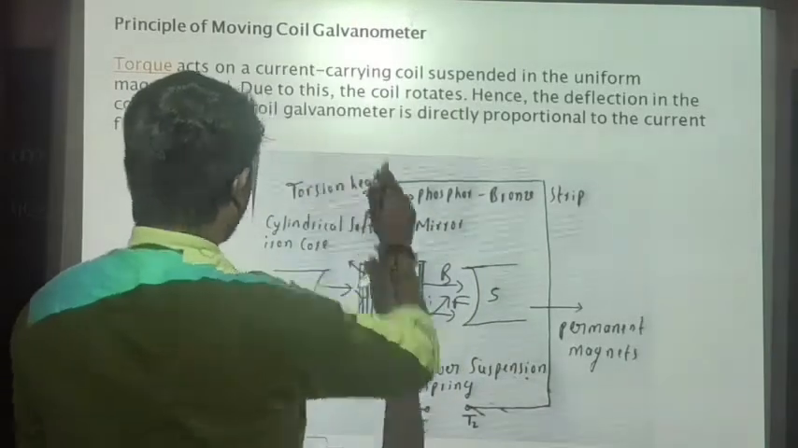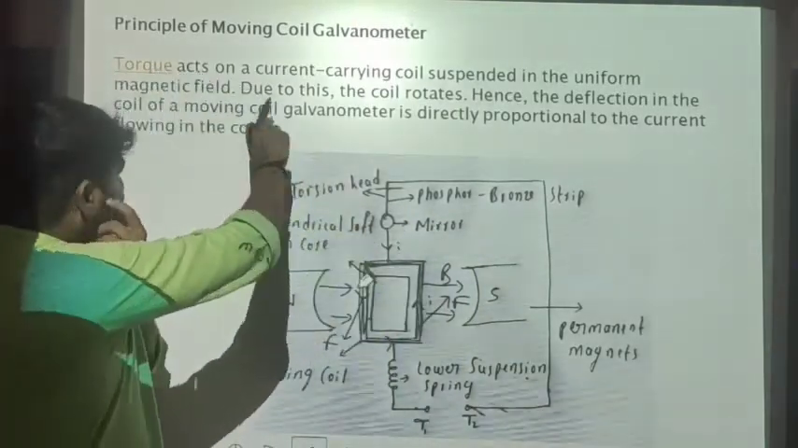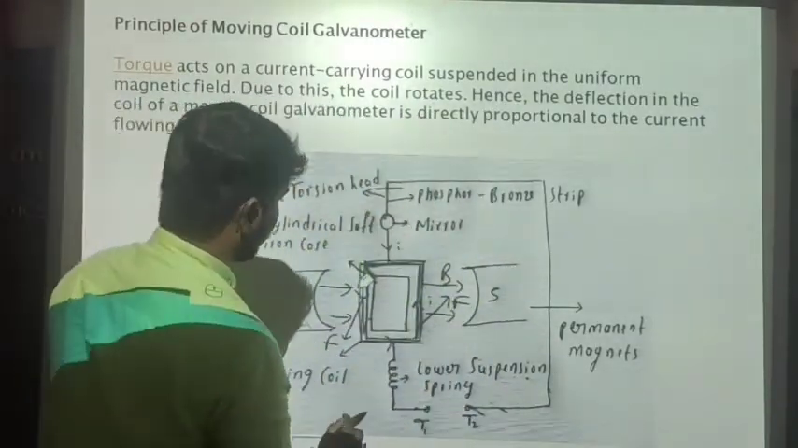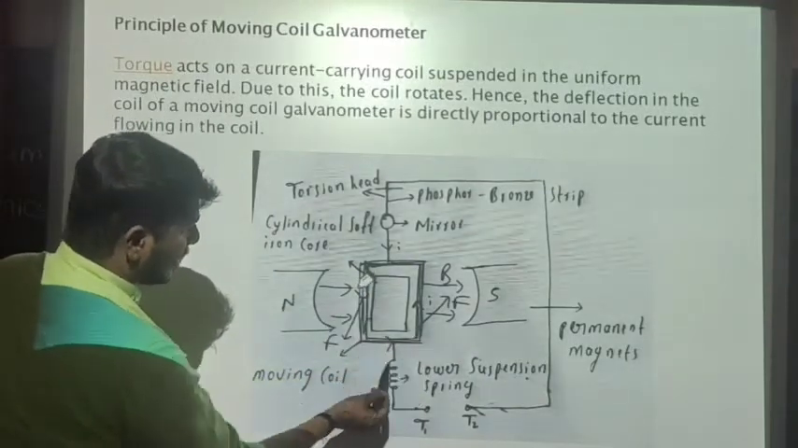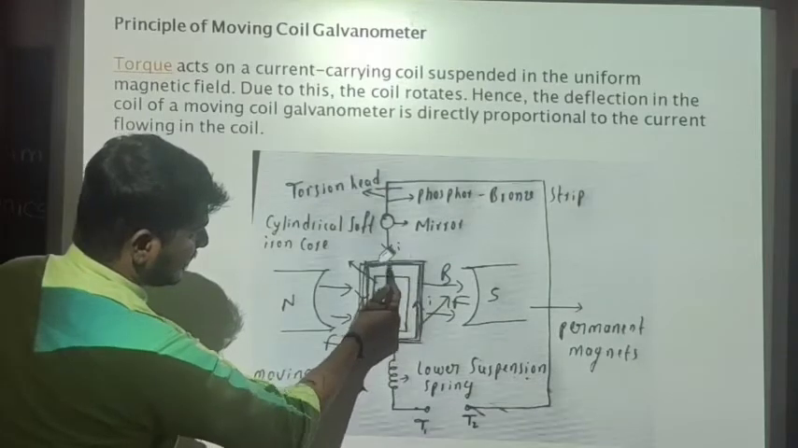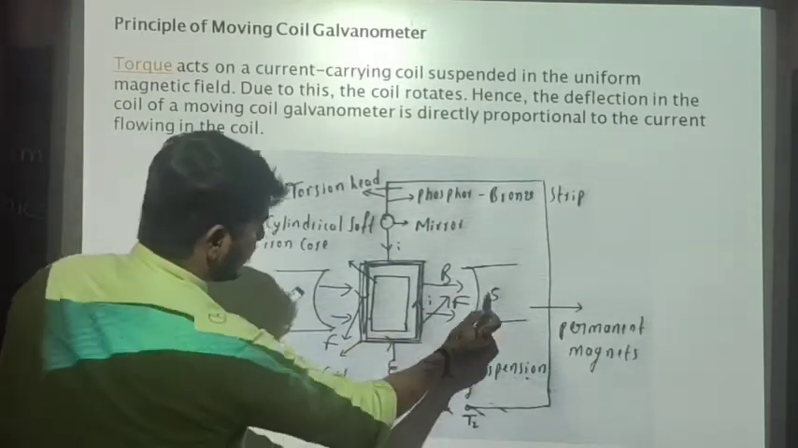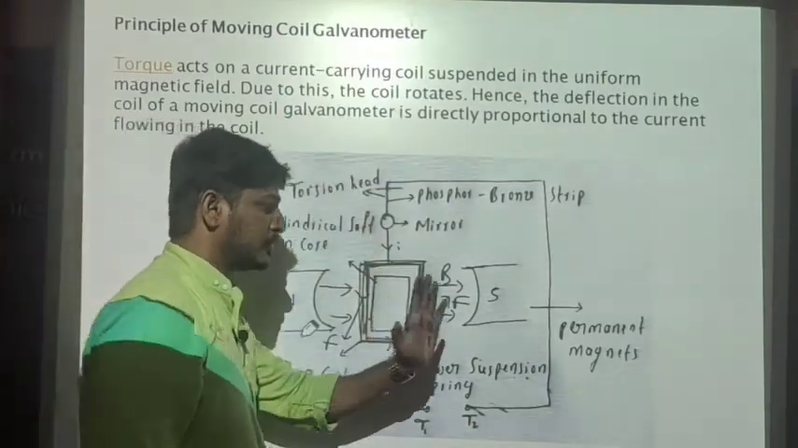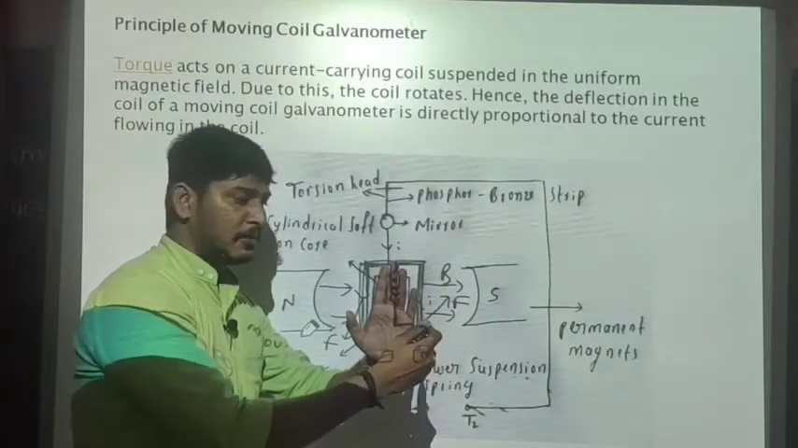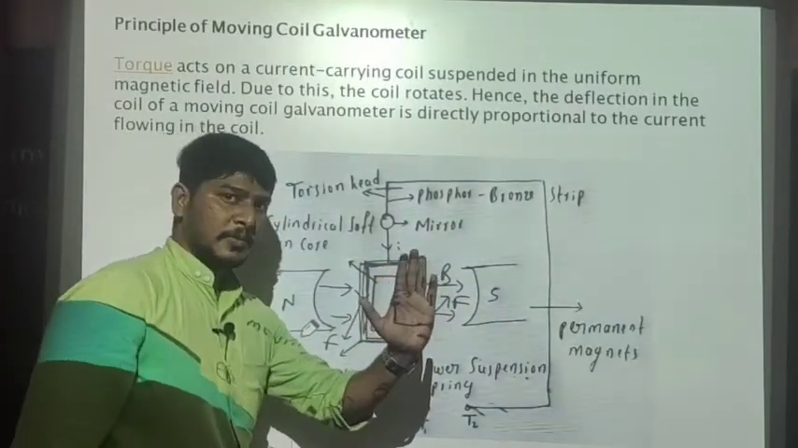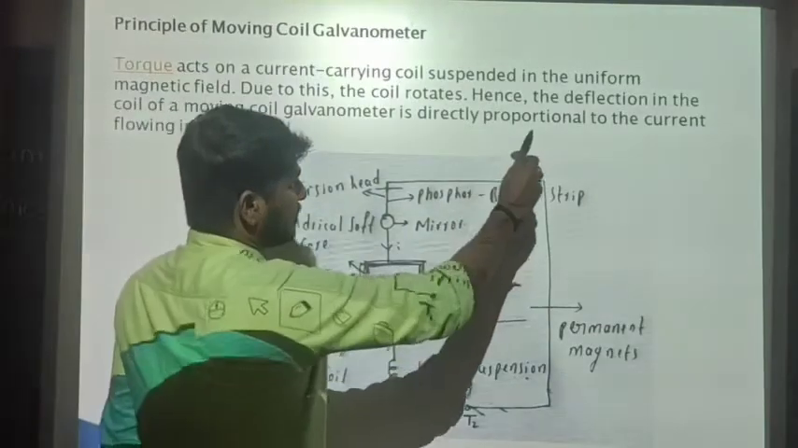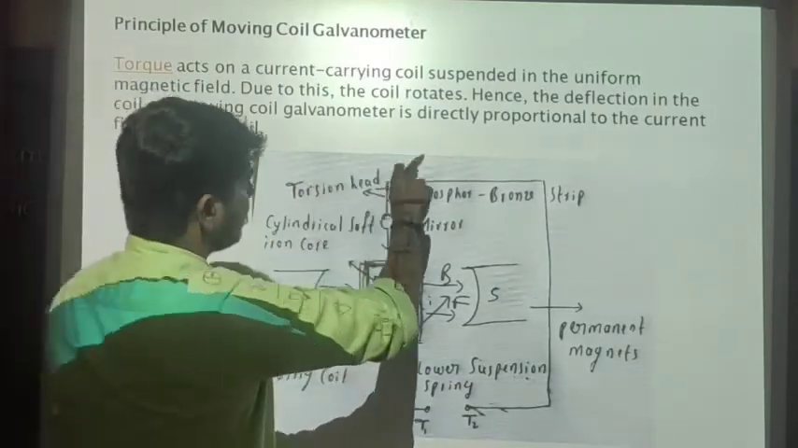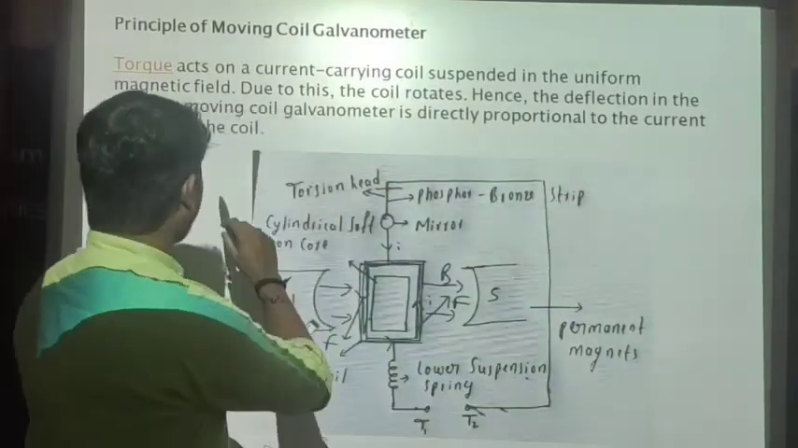So the principle states that when a torque acts on a current carrying coil suspended in a uniform magnetic field, here you can see that a torque acts on a current carrying coil which is placed between the two magnetic poles. Then due to this, the coil rotates because of these two parallel forces in opposite directions. The coil rotates from its initial position. Hence, the deflection in the moving coil galvanometer is directly proportional to the current flowing in the coil.